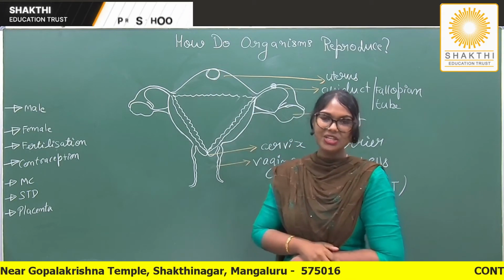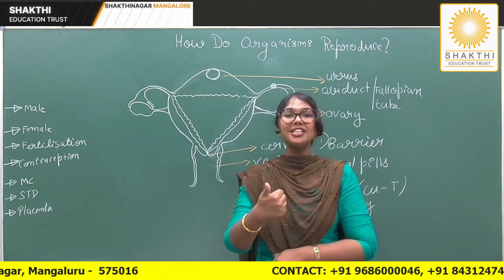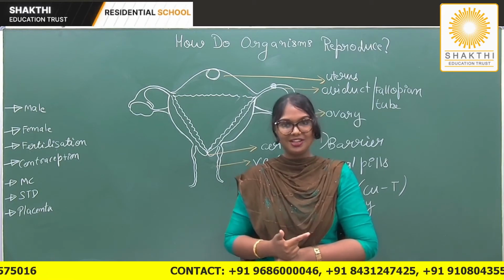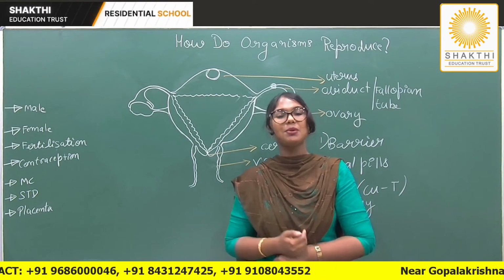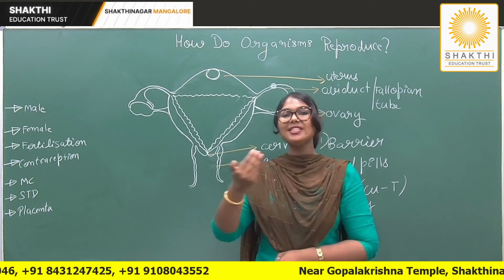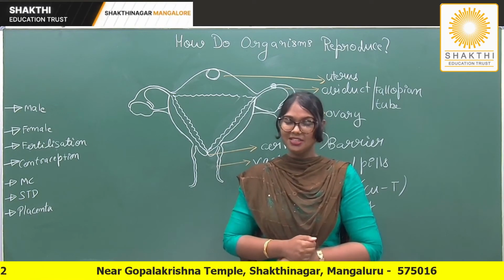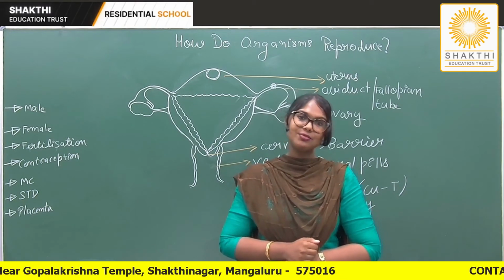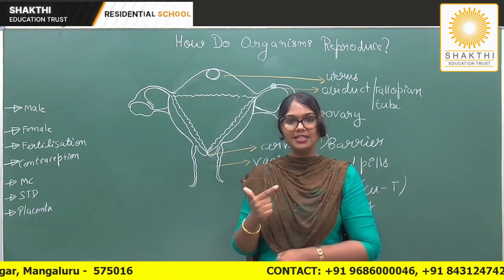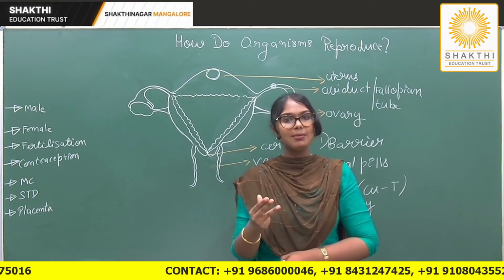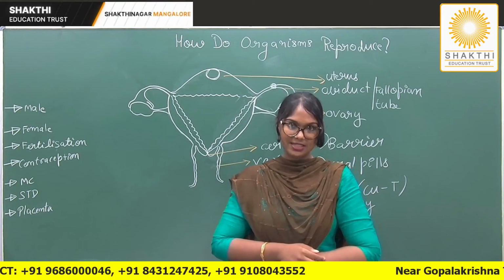Once the implantation has happened, the placenta of the mother takes up the job of feeding the fetus, giving nutrition to the fetus, giving oxygen to the fetus, removing the carbon dioxide produced by the fetus, removing the waste produced by the fetus, and also providing immunity to the fetus. All these functions are performed by placenta. Very important. Supply of oxygen, supply of nutrients, removal of waste, removal of carbon dioxide, and immunity to the fetus are the functions of placenta.